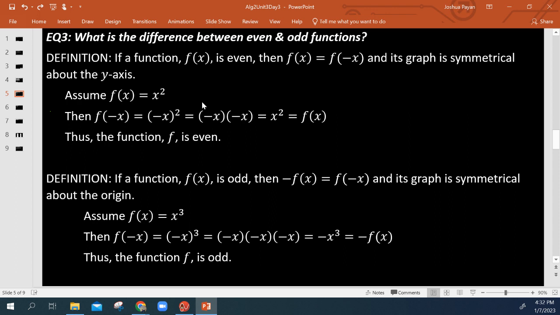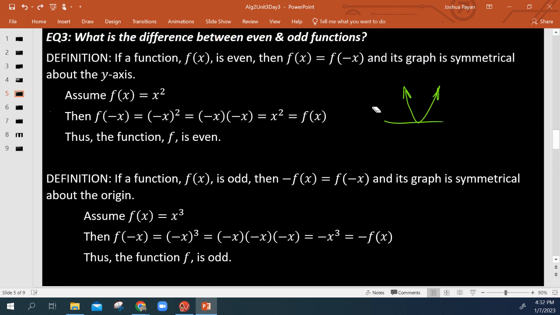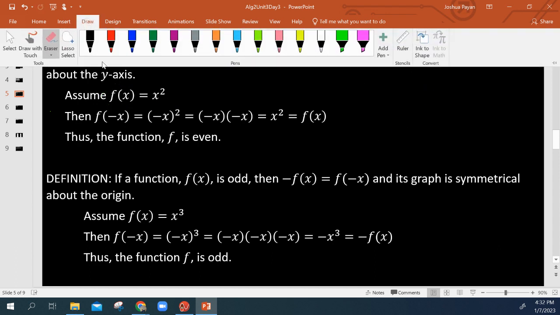So if a function is symmetrical about the y-axis, then that means it is even. For example, this function here, f of x equals x squared, is definitely symmetrical about the y-axis, right? We see clear symmetry from here to here, right? So this is indicative of the fact that it is absolutely an even function. And we'll talk about the algebra on this next slide.